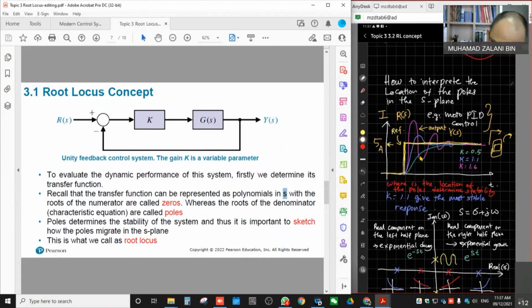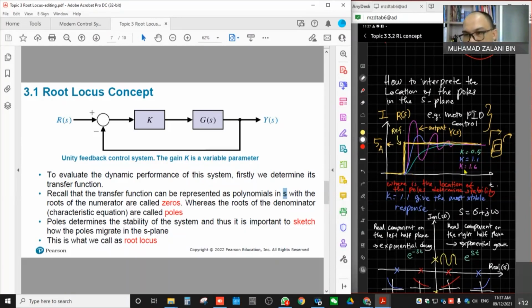Okay, so itu respon untuk yang hijau. Let's say saya tukar K saya kepada 1.1. 1.1 yang warna apa ni? Biru lah. Warna biru ni, dia punya respons macam tu. Dia naik, lepas tu dia overshoot sikit. Dia turun sikit je, lepas tu dia terus stable. Yang K equals to 1.1.